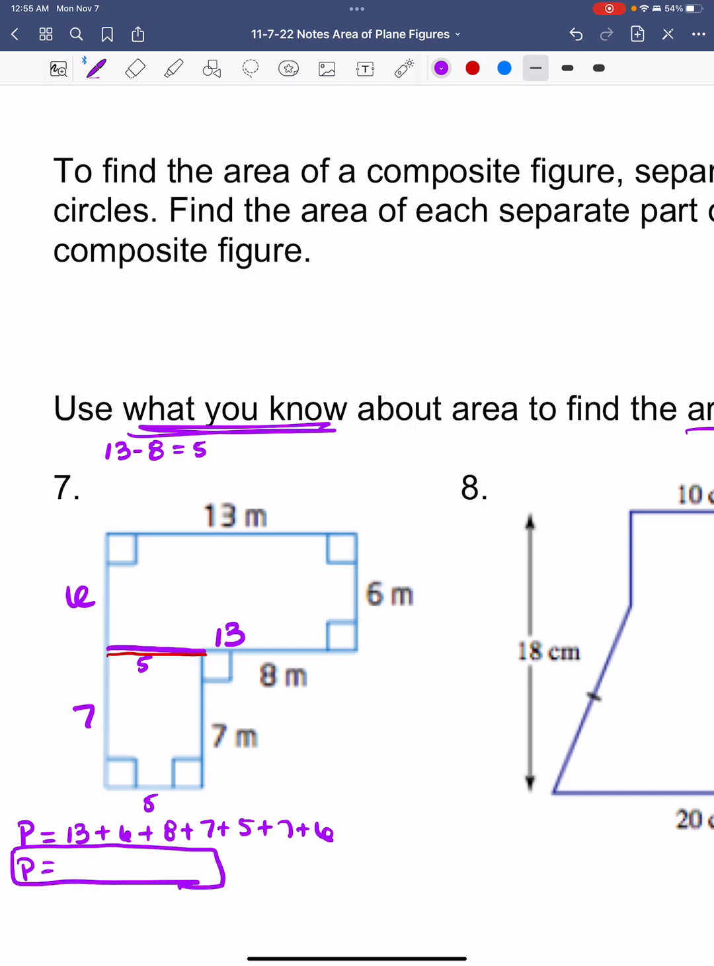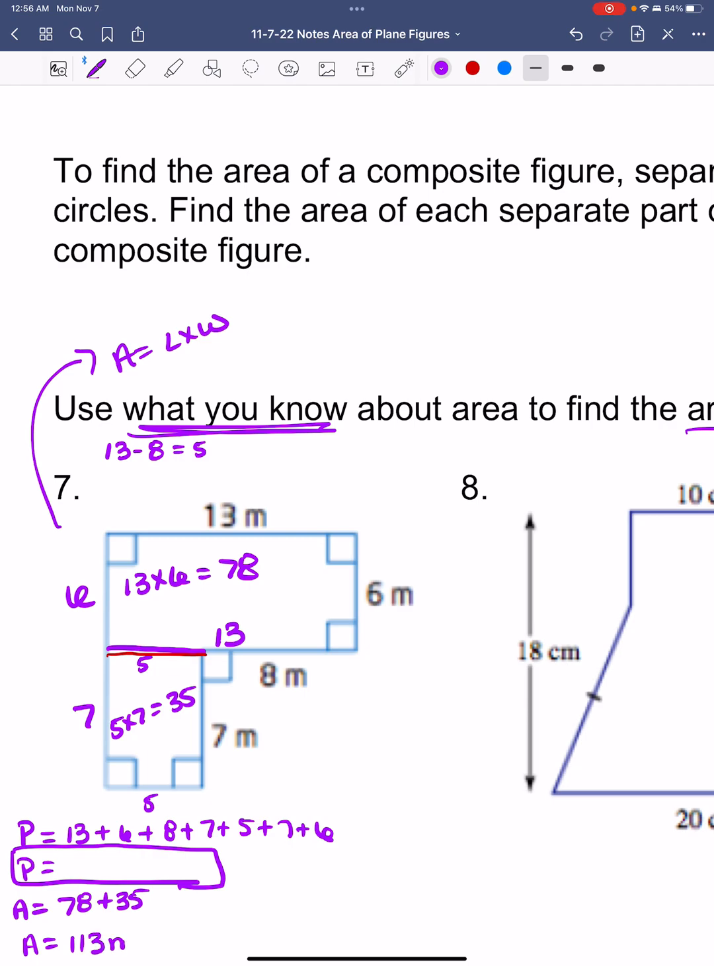Now for area, you're basically going to find the individual areas and then add them together at the end. On a rectangle, I know that the area is going to be length times width. So I know 13 times 6 is going to equal 78, and I know 5 times 7 is going to equal 35. So I'm going to add those two areas together, and that is going to get me 113 meters squared. And that's it. Again, guys, we need to use what we know. Don't make it harder than it needs to be.